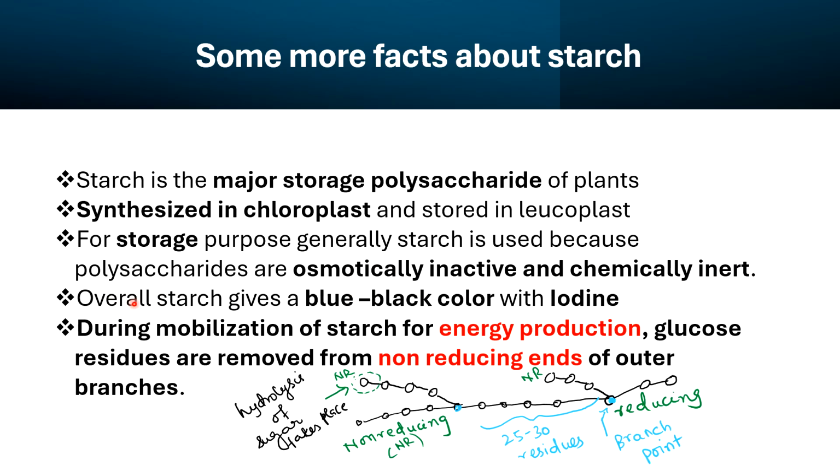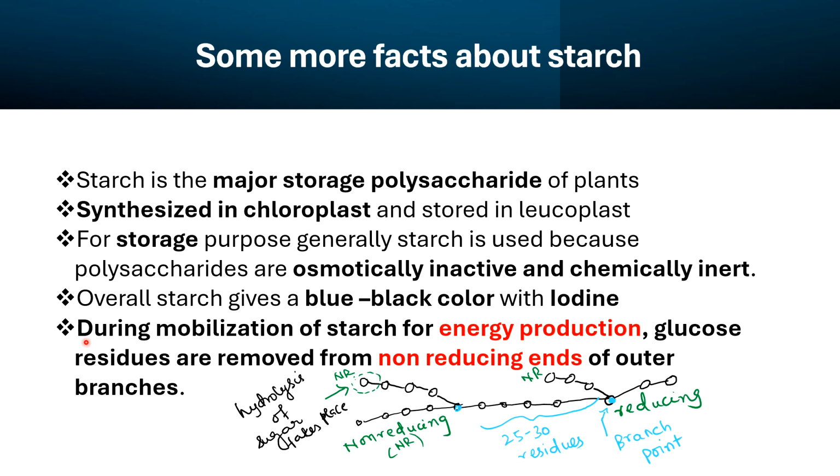Overall, the color of amylose will be dominating over the color of amylopectin, and starch overall will give a bluish black color with iodine.